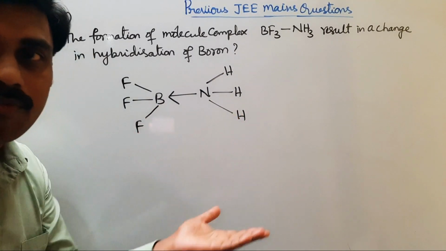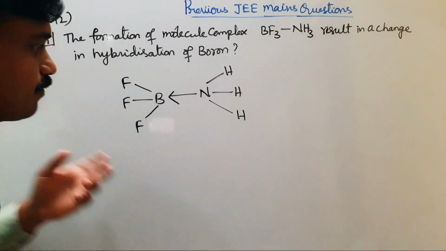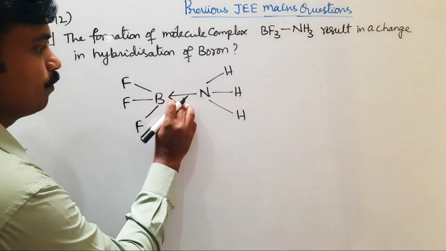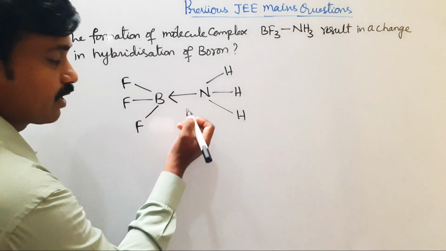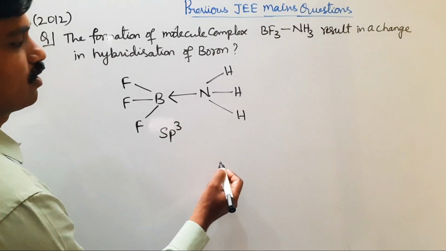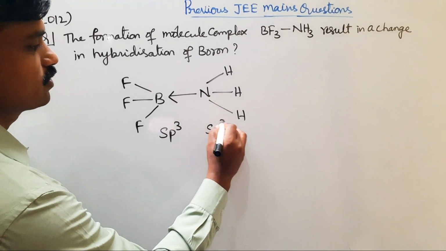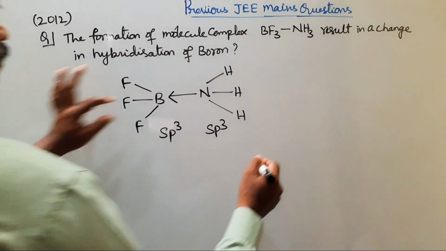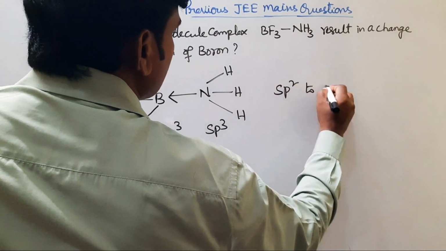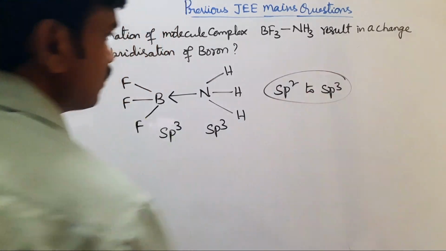BF3 molecule. Before the formation of this complex, central atom boron undergoes sp2 hybridization. Now, a lone pair of electrons is contributed from nitrogen to boron. That's why here it undergoes sp3. So nitrogen undergoes sp3. See here, boron changes its hybridization from sp2 to sp3 hybridization.